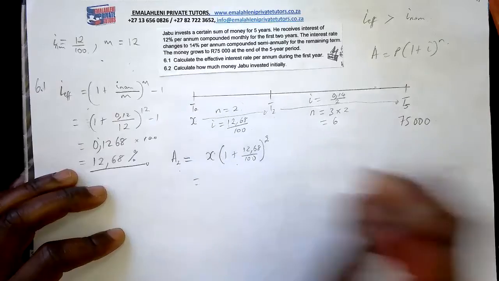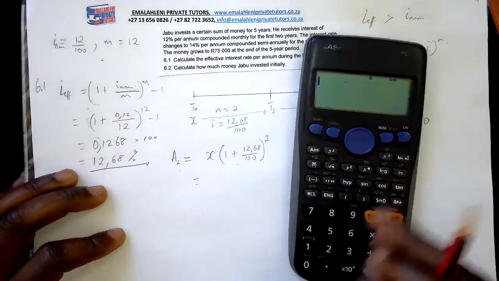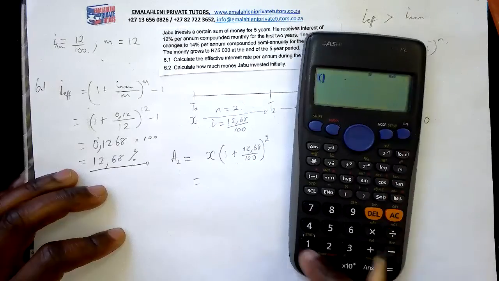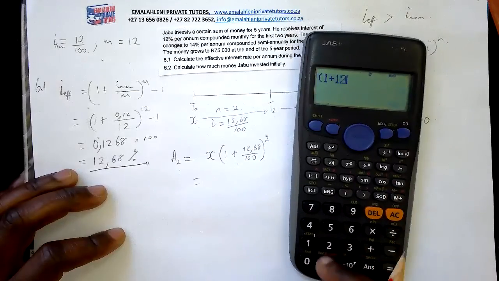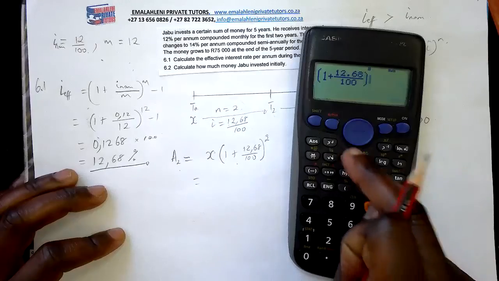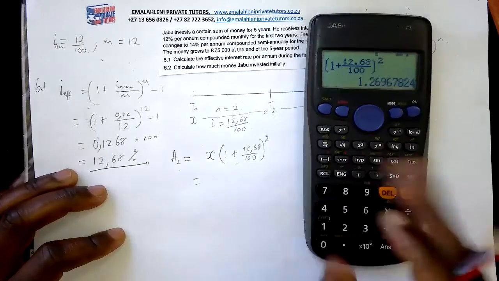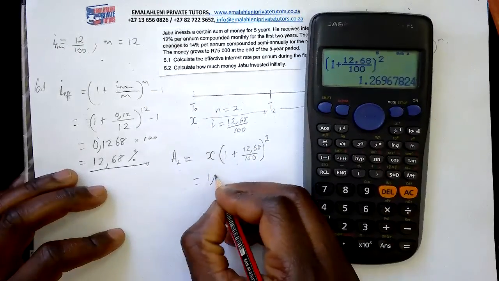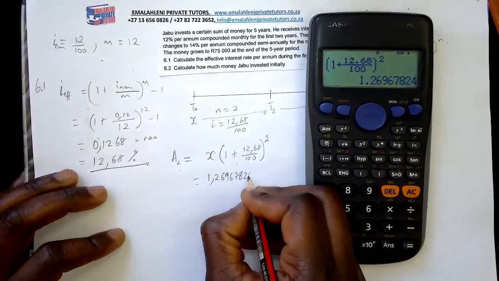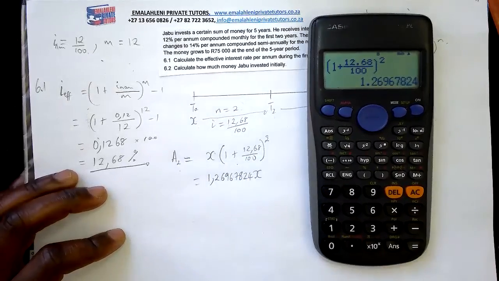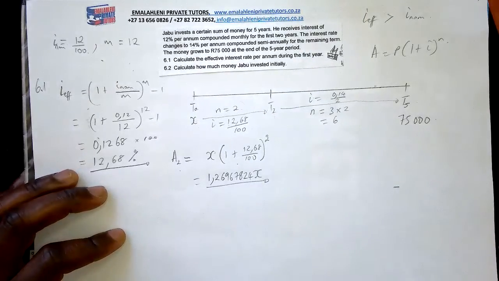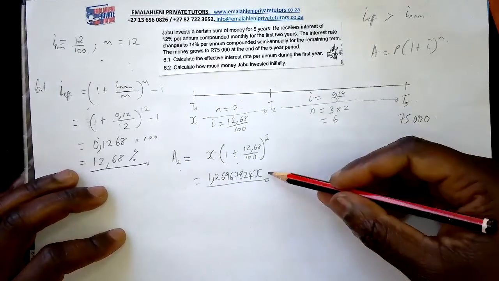Okay, what do we get? Let's put bracket 1 plus 12,68 over 100, to the power of, we square that. What do we get? We get 1,269,67824X. Then now this one becomes our principal now, because we are multiplying with X here. This becomes our principal.